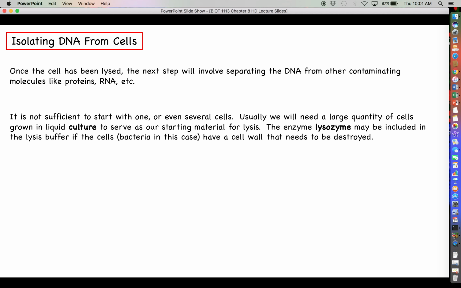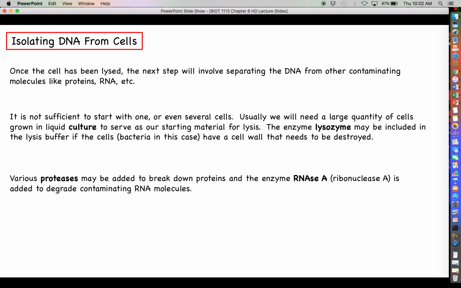You want to scale up the process, get a whole bunch of cells, and that'll maximize the amount of protein, or in this case, DNA that you're going to end up with. So typically what you'll see is we will use the enzyme lysozyme to get around the problem of the cell wall. So lysozyme may in a lot of cases be included in the lysis buffer because it will digest the bacterial cell wall, which is a problem that we knew needed to be dealt with.